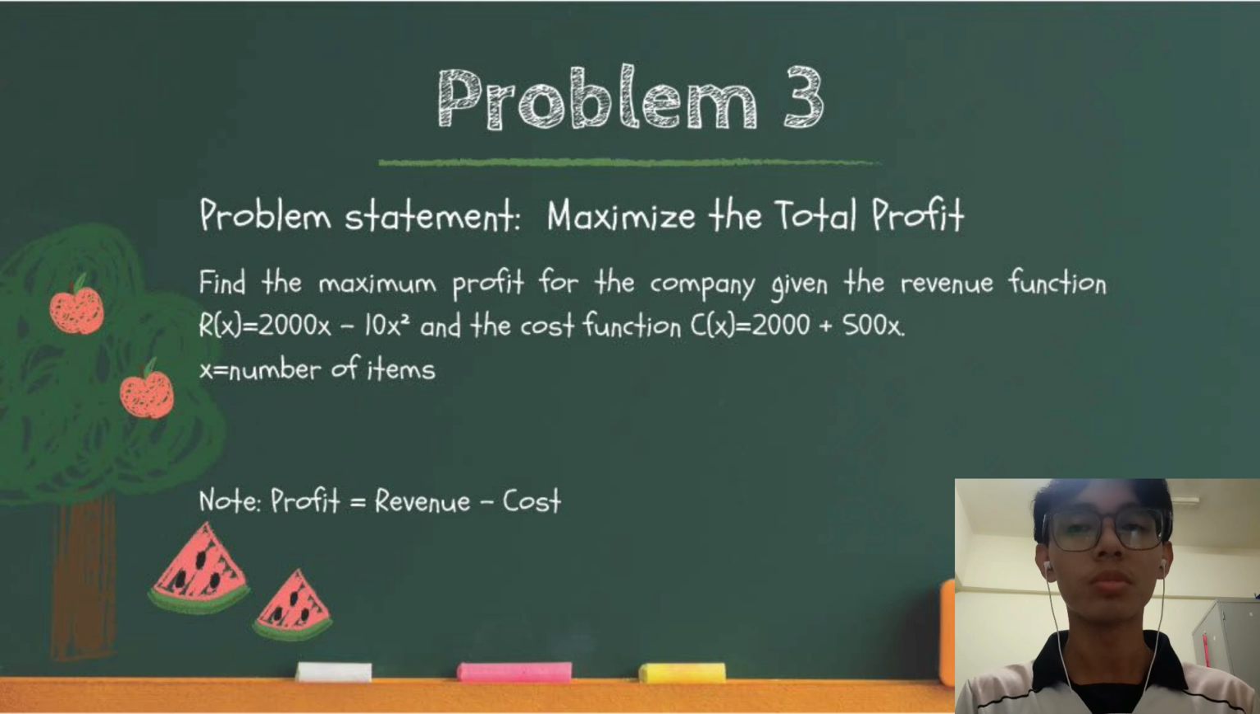So for problem 3, we're going to use the optimization method to maximize the total profit. The problem statement: find the maximum profit for the company given the revenue function R(x) equals 2000x minus 10x squared and the cost function C(x) equals 2000 plus 500x, where x equals the number of items. Note that profit equals revenue minus cost.